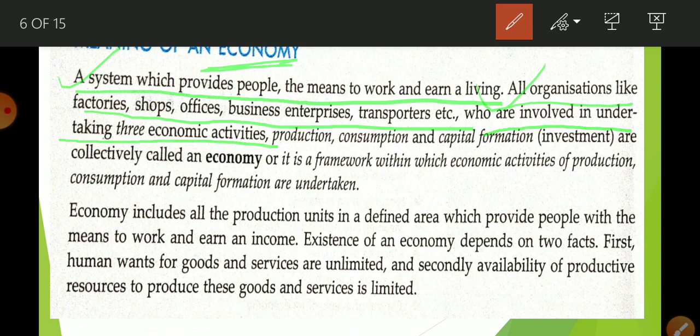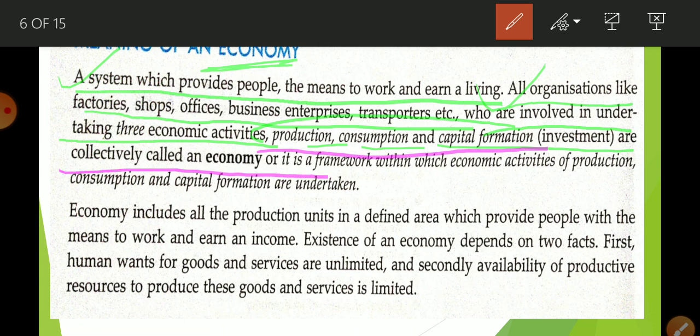What are the three economic activities? Production, consumption, and capital formation. Okay, so if you want to explain in more detail, what do you mean by economy? Economy includes all organizations that are related to three basic economic activities. What are the three basic economic activities? These basic economic activities are production, consumption, and capital formation. Okay, so collectively that is known as an economy.